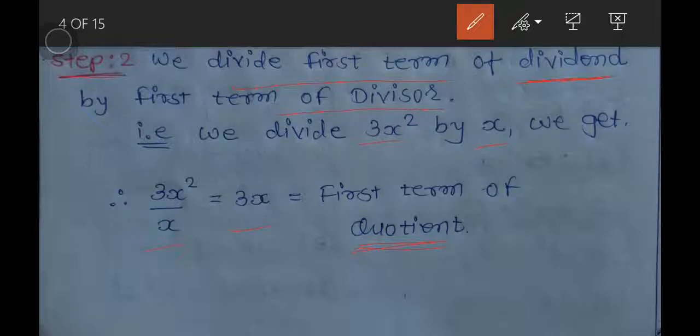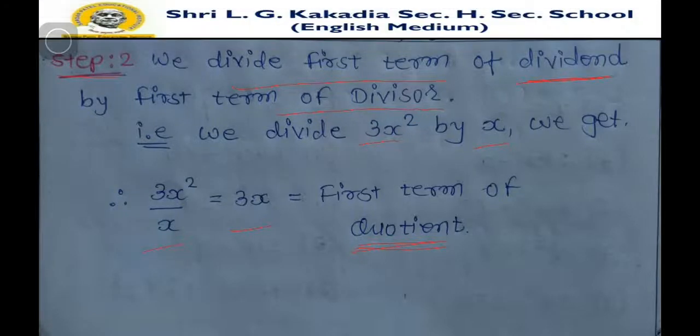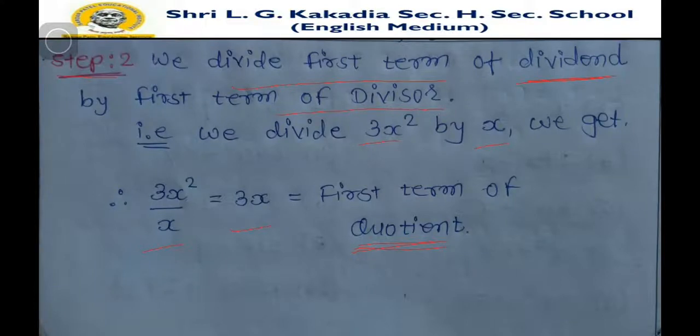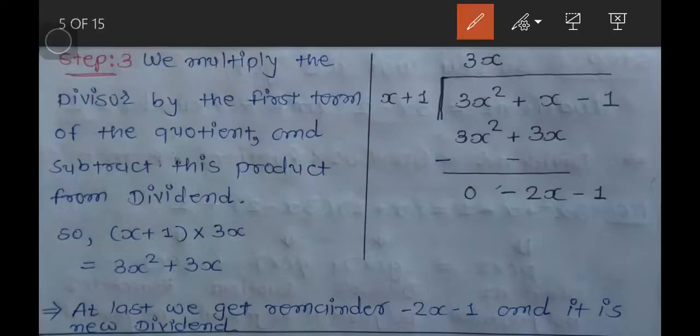So now let me put it in our division algorithm. So here we get 3x as the first term of our quotient. So now in our step number 3, we multiply the divisor.